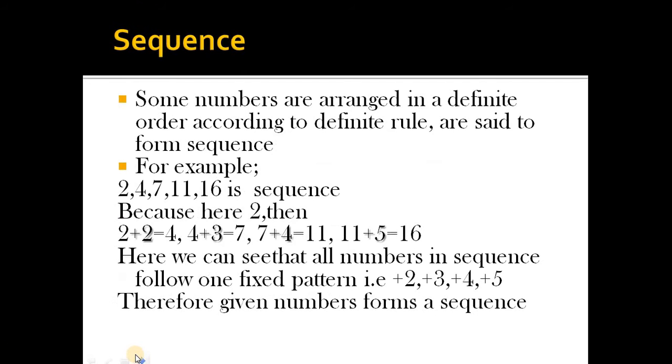So here we can see, in the first number 2 plus 2 equals 4, 4 plus 3 equals 7, 7 plus 4 equals 11, and 11 plus 5 equals 16. So here we can see that all numbers in the sequence follow one fixed pattern: first plus 2, next plus 3, next plus 4, next plus 5. Therefore the given numbers form a sequence.